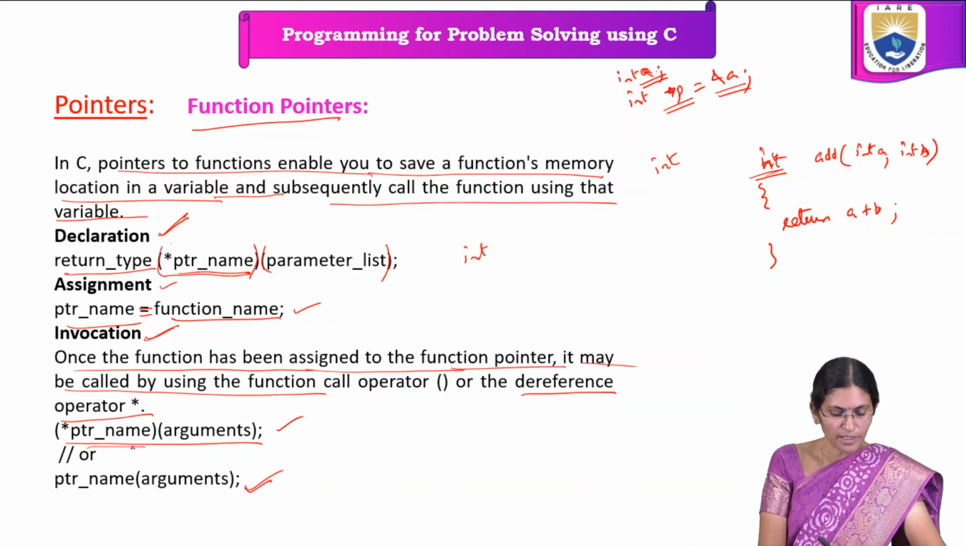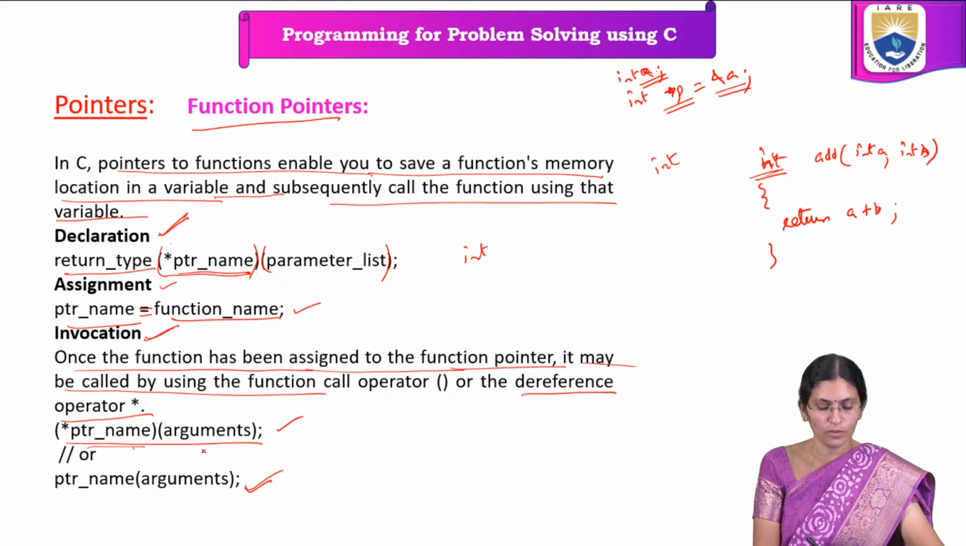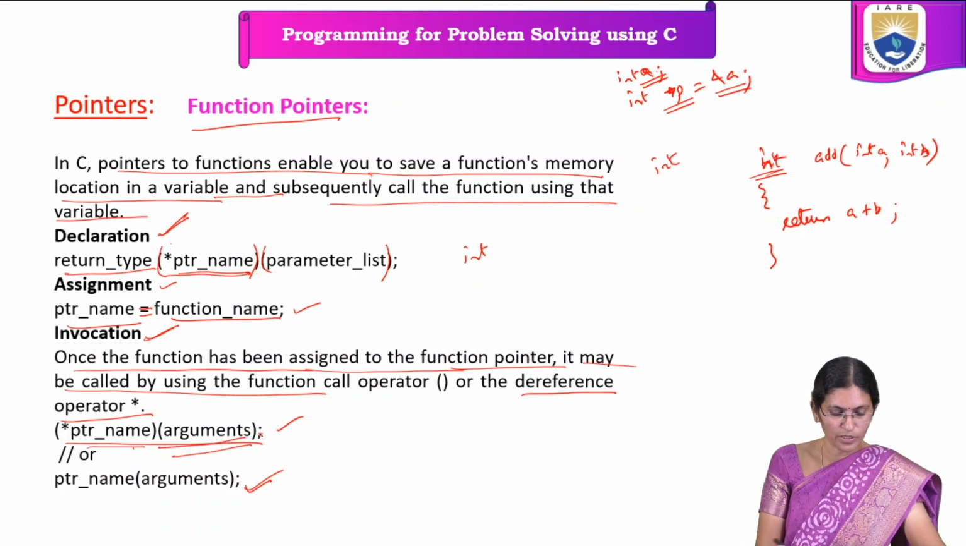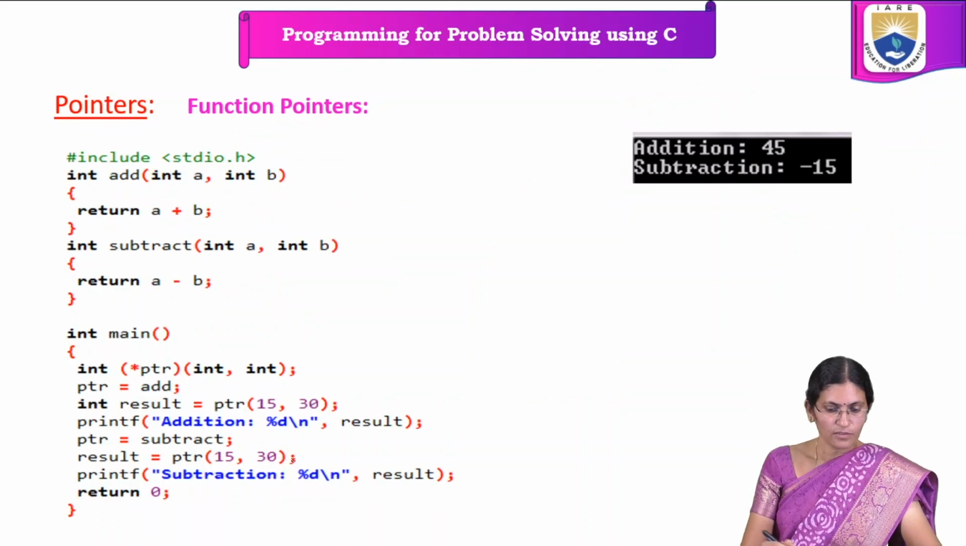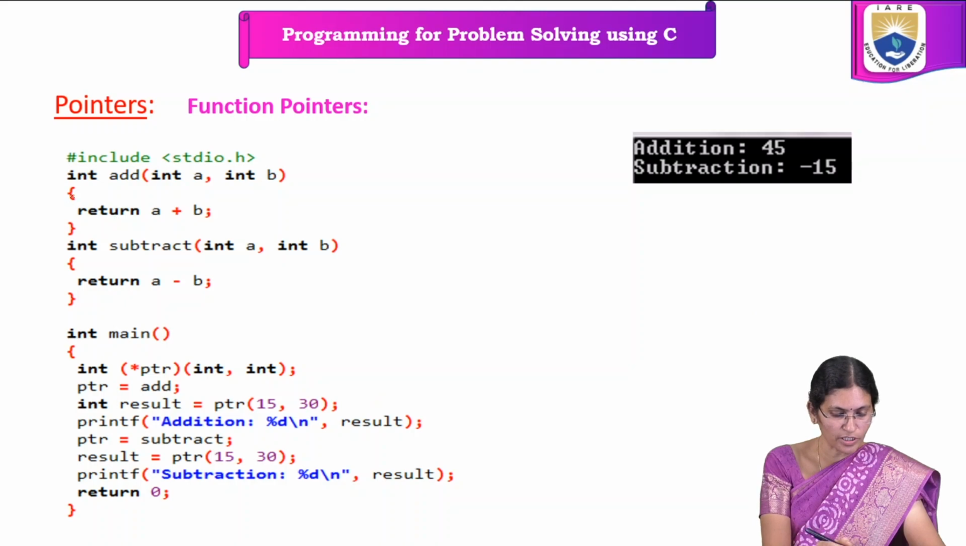So star PTR name and then followed by the arguments, whatever arguments or parameters you need to pass. Or PTR name followed by arguments. So this is an example of function pointers. This is a function definition.